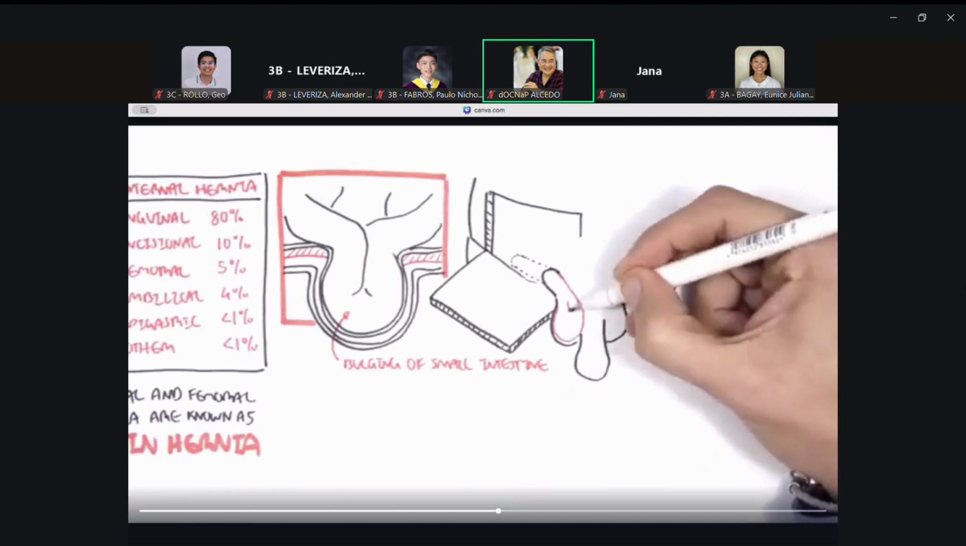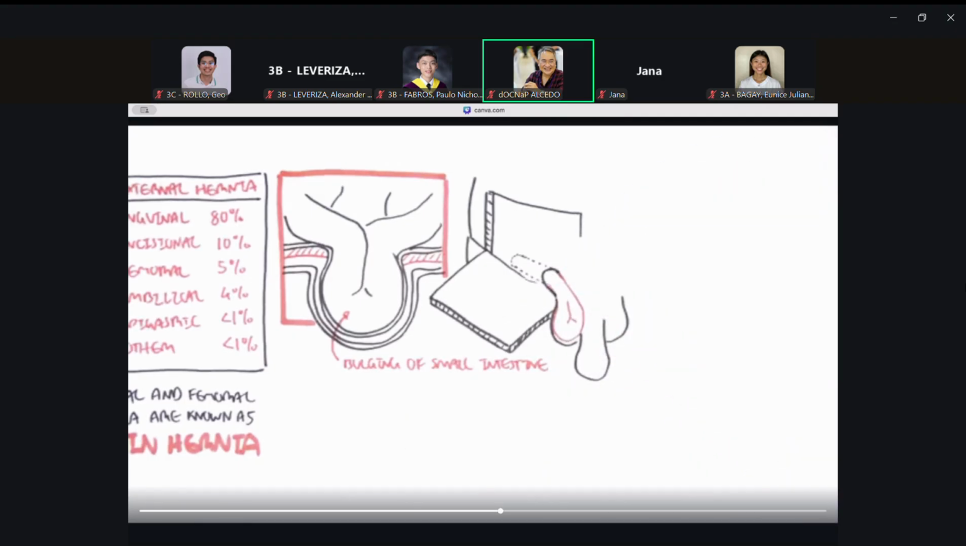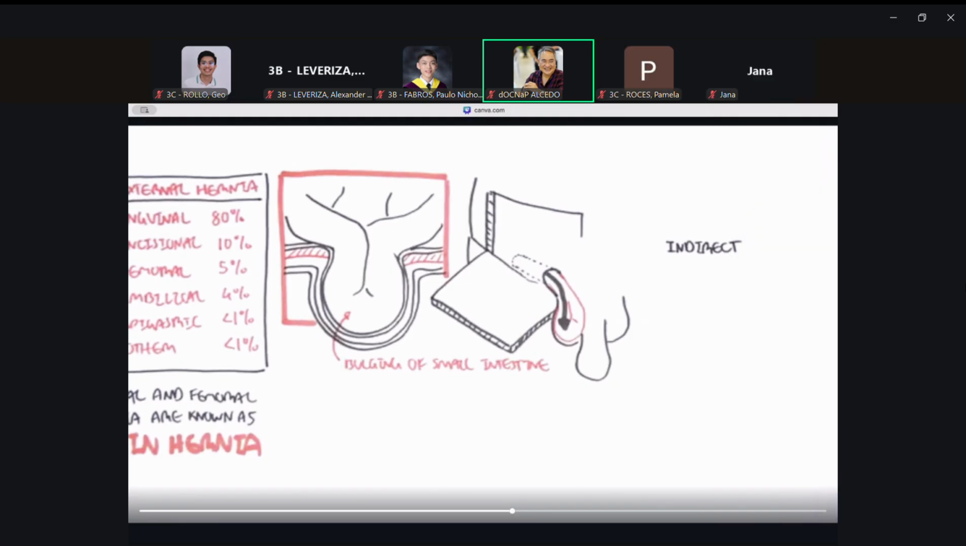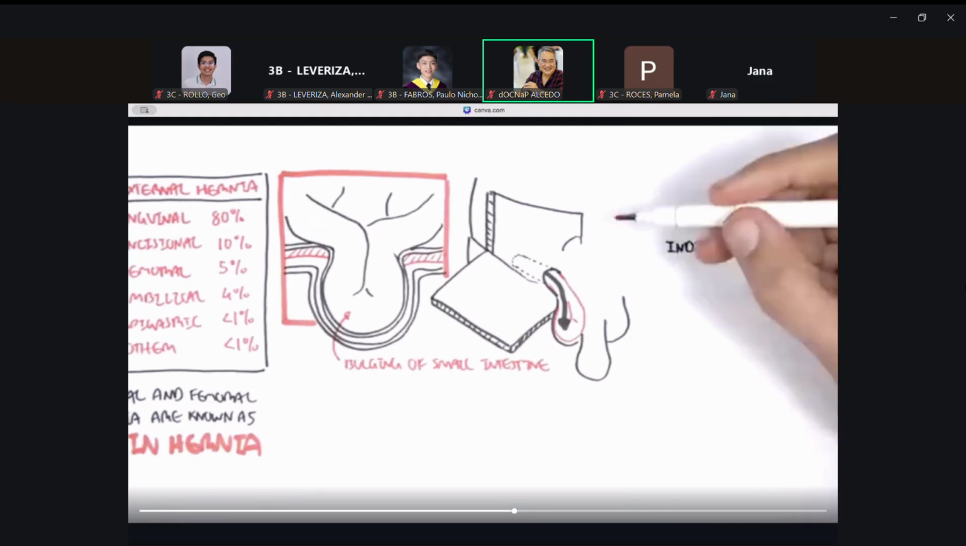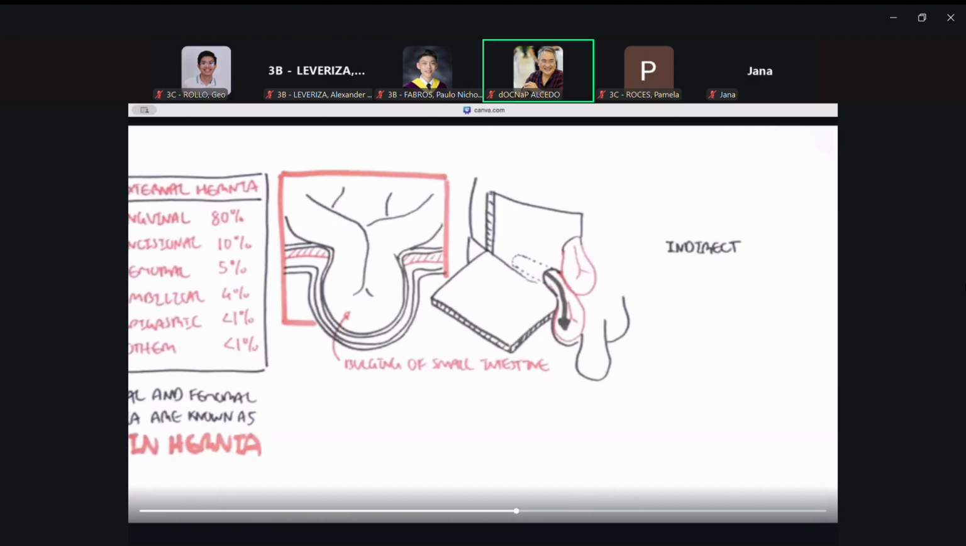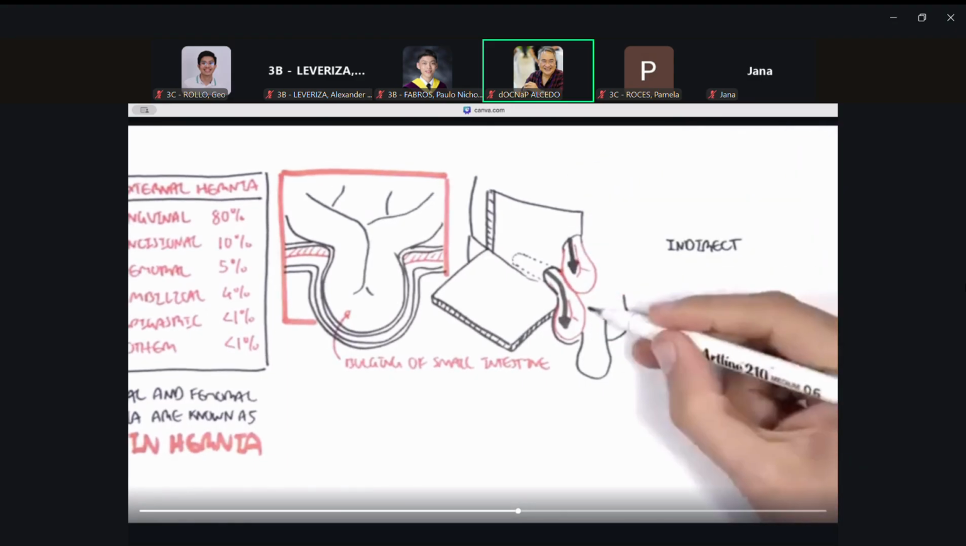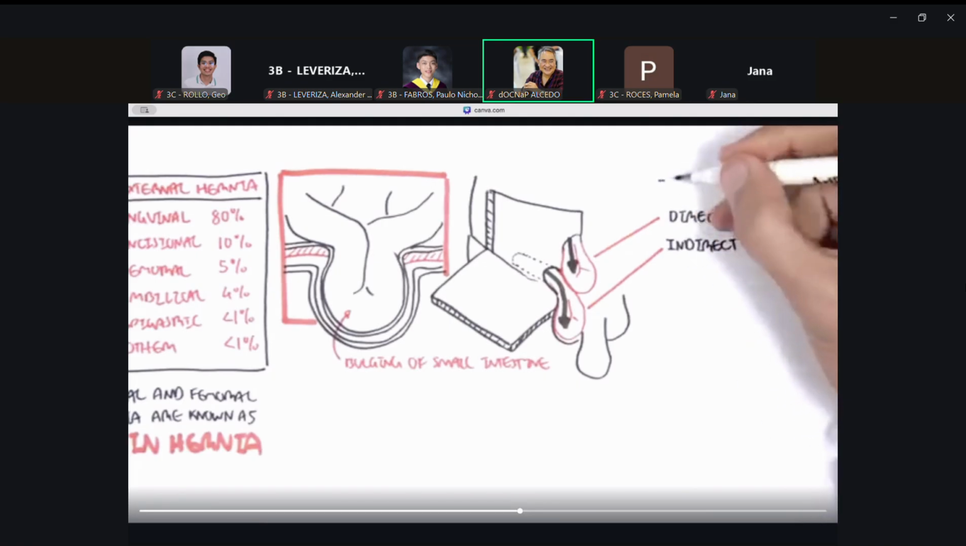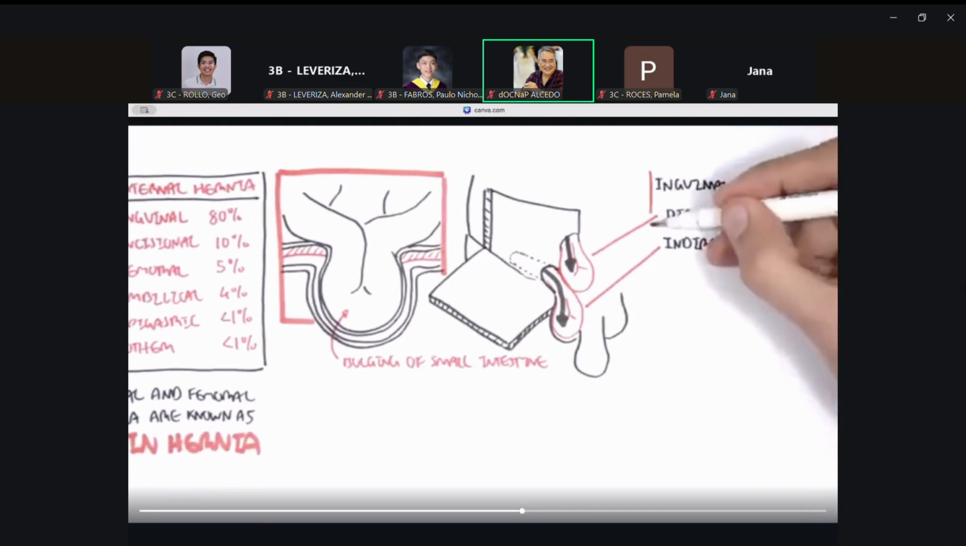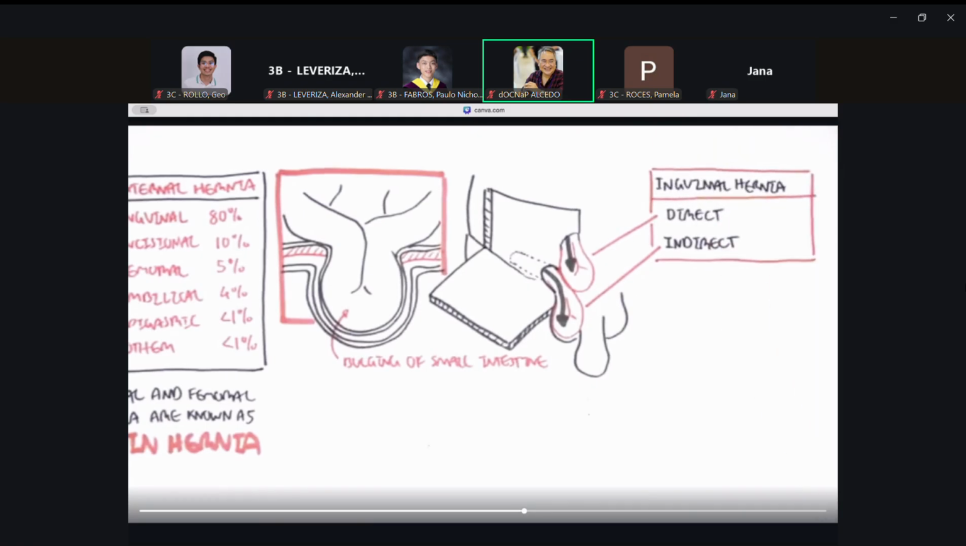And there are two types of inguinal hernia. We have what's known as an indirect. So an indirect inguinal hernia is the one that sort of pushes, bulges through the abdominal wall and actually goes into the scrotum. So it sort of follows the spermatic cord pathway. And then you have a direct inguinal hernia, which is just a hernia that sort of bulges through the abdominal wall and doesn't actually go down the scrotum.